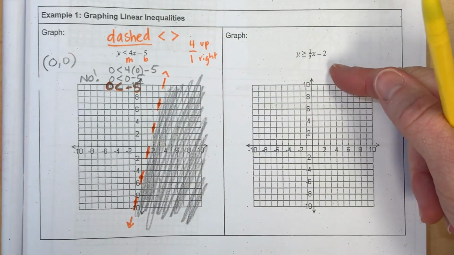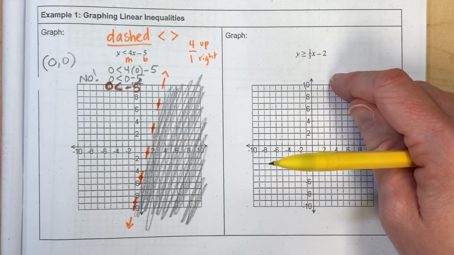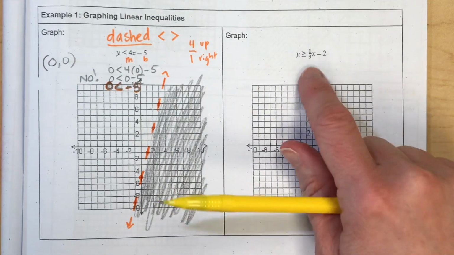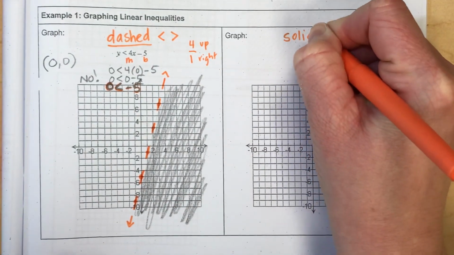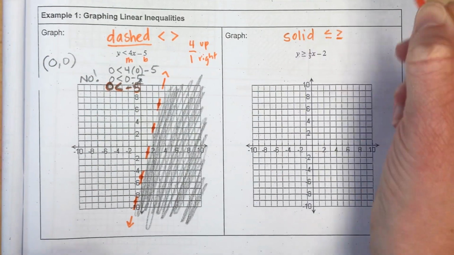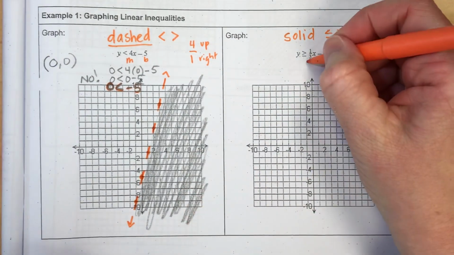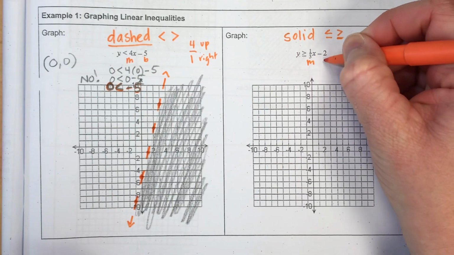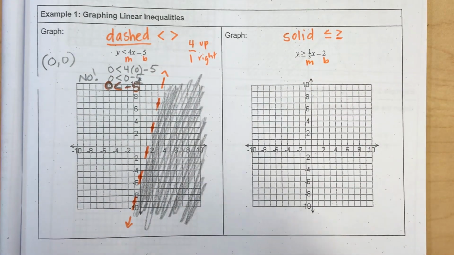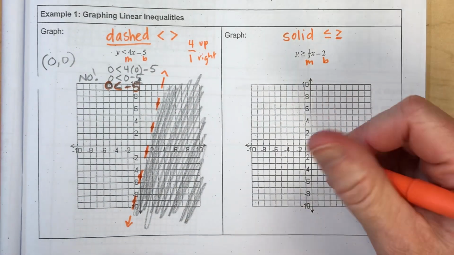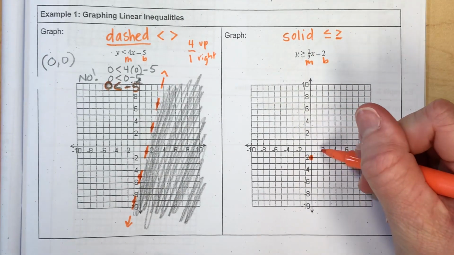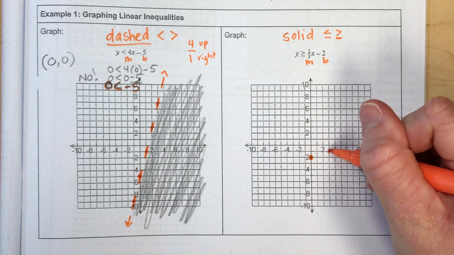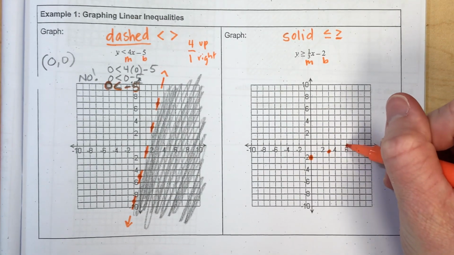Now let's try it again here, but notice how my function is a little different, and now I have an equal to part here. So the equal to symbol means we are going to draw a solid line for these symbols. So I'm just going to remind myself that my slope here is positive 1/3 and my b is -2. So in this line, I'm going to start at -2 on my y-axis, and I'm going to go up 1, right 3. 1, 2, 3. Up 1, right 1, 2, 3.